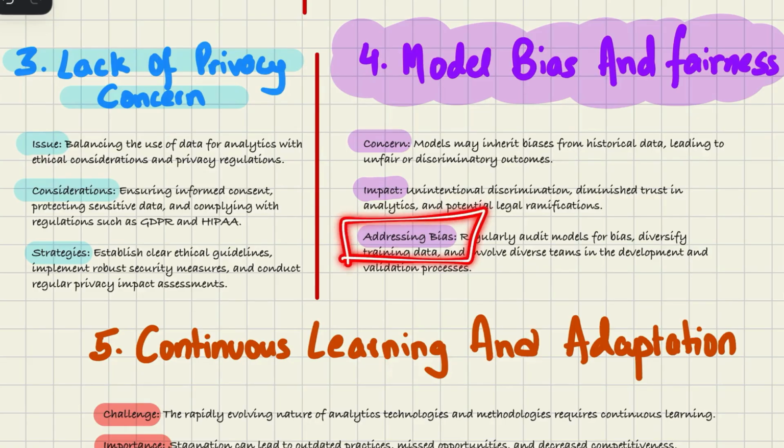To address this bias, we should always perform audits to check whether there is bias or not, and we should involve a diverse team in the development and the validation process. So there should be a diverse team so that we have the perspective of every particular department, right? So it is very important that a model is fair.